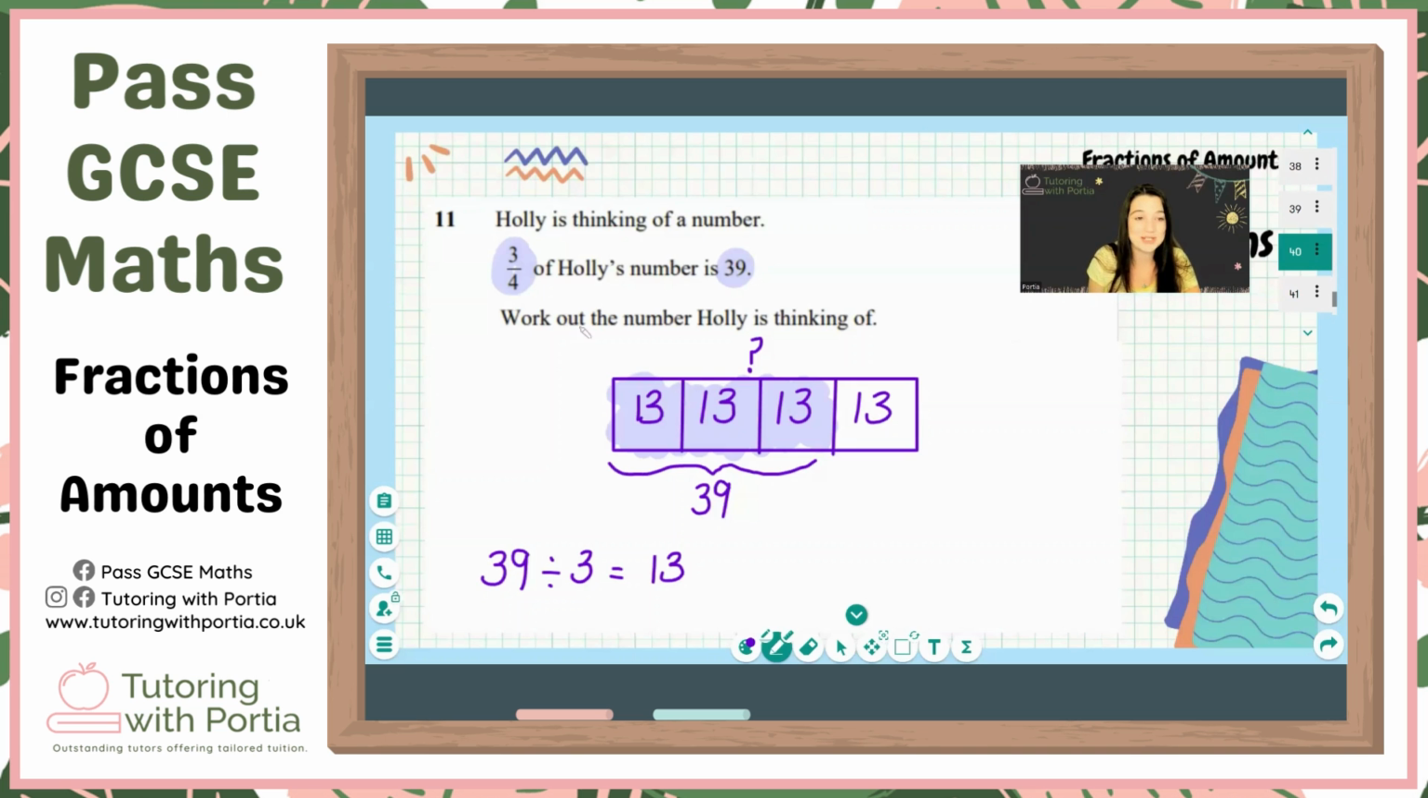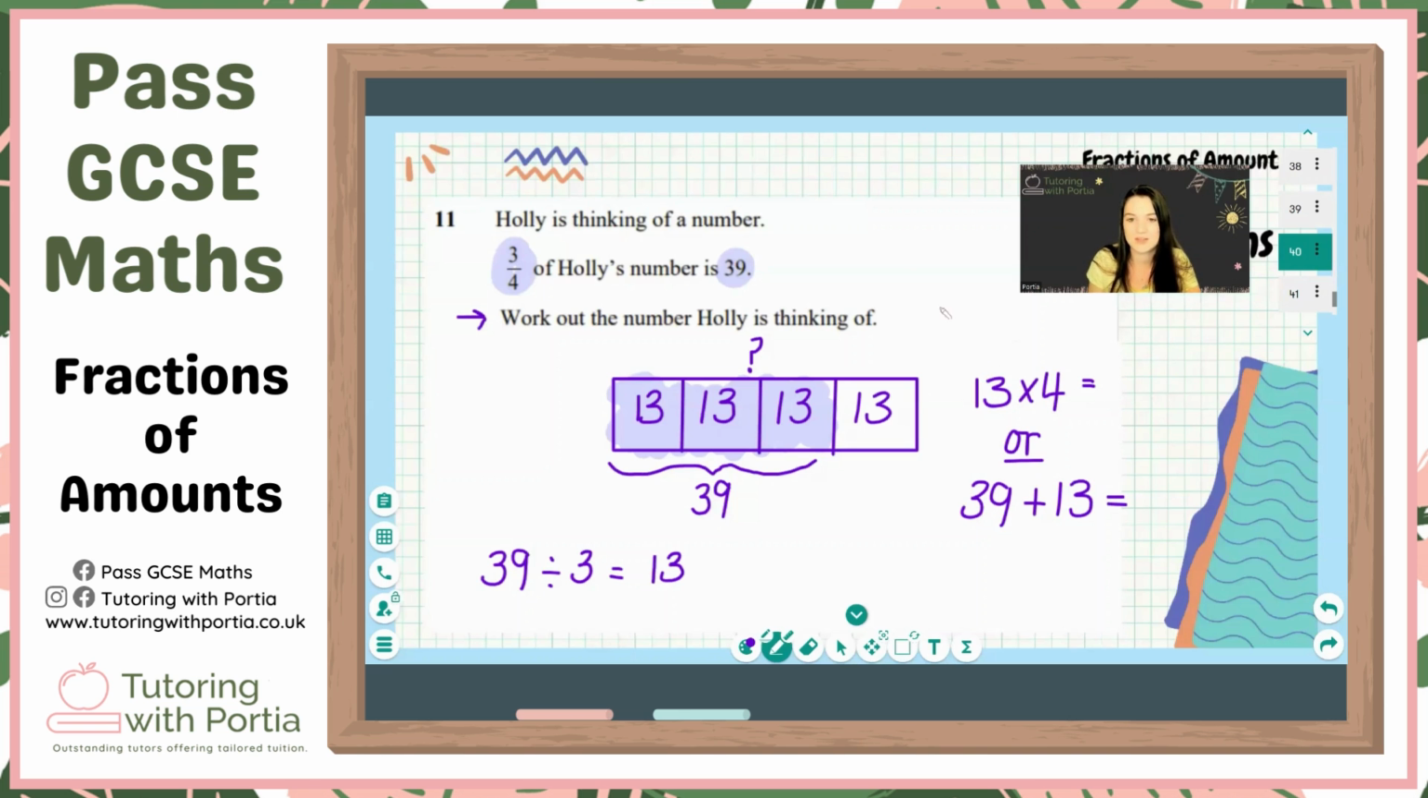Now we can move on to working out Holly's number, the number she is thinking of. There's 2 ways to do this. You could either take your 13 and times it by 4, or you could start with the 39, which we've got shaded there, and then just add on 1 more 13. Either way, you're going to get the answer. It doesn't matter which method you choose, as long as you work it out accurately. And you could actually do both and check that you get the same answer each time.